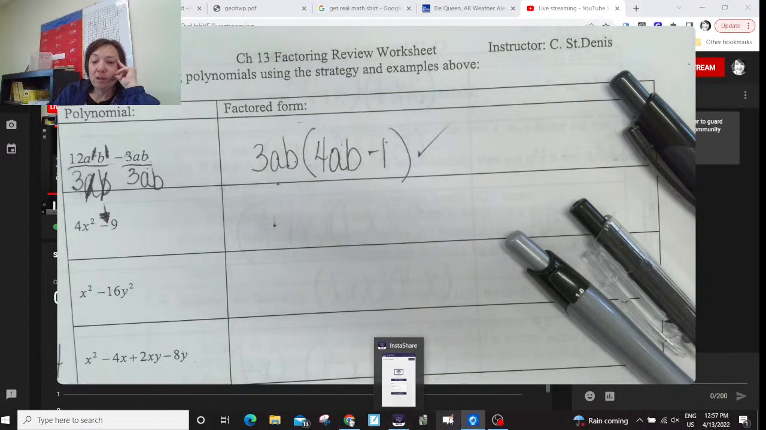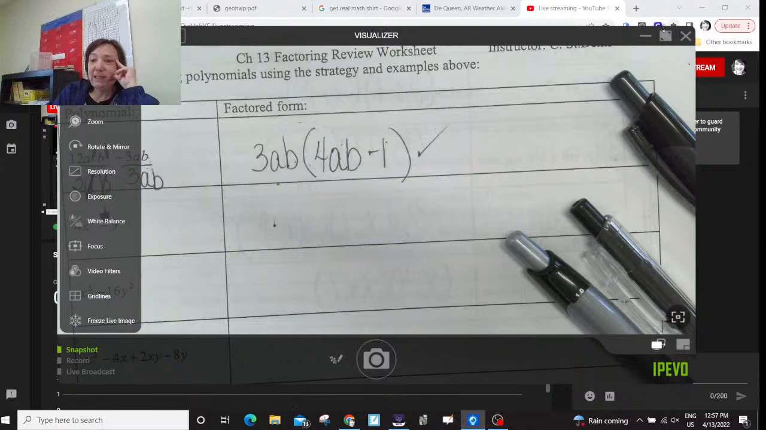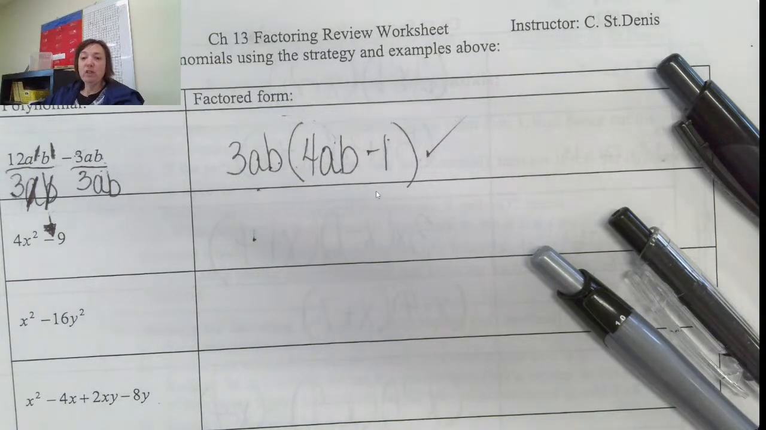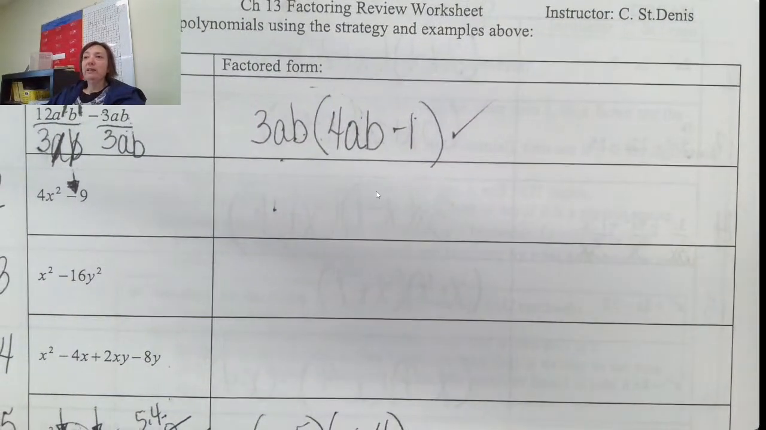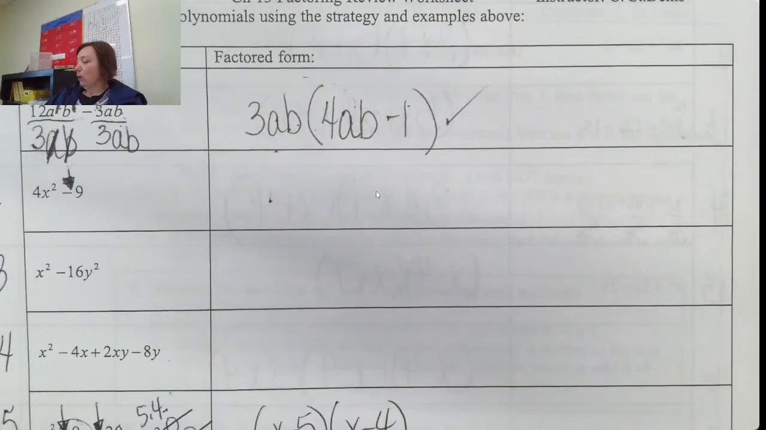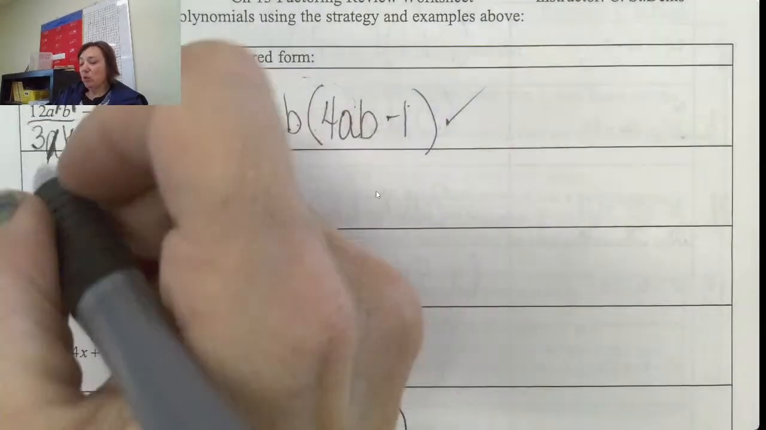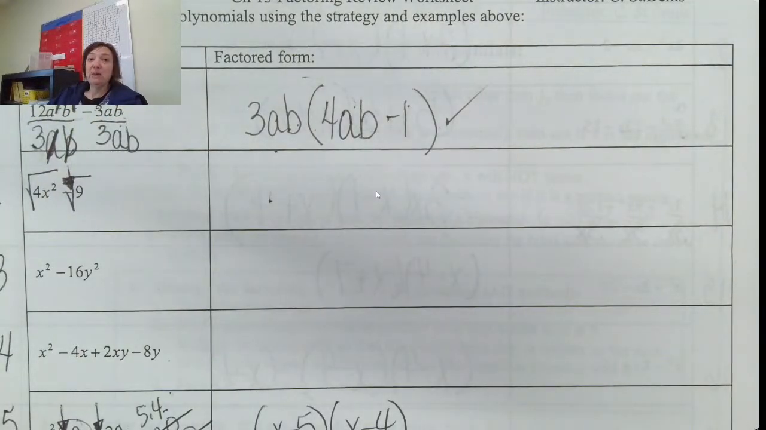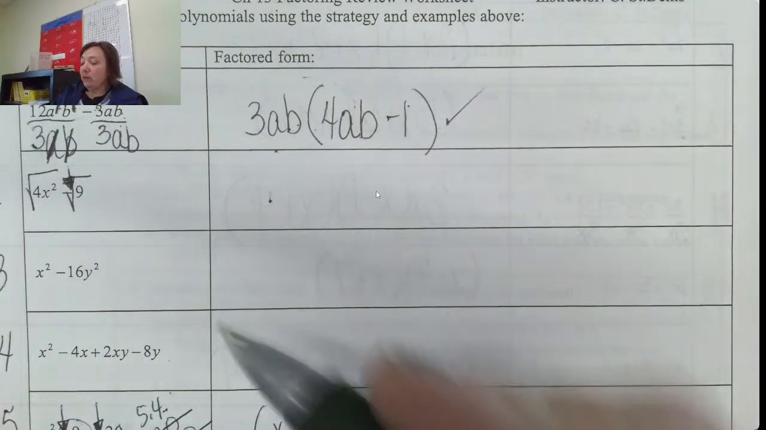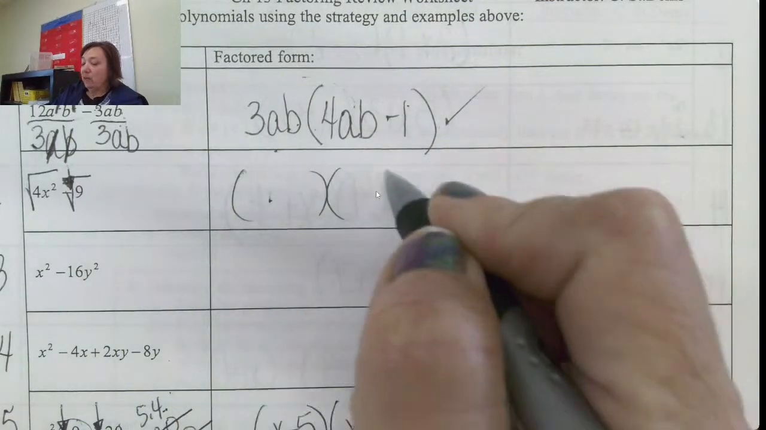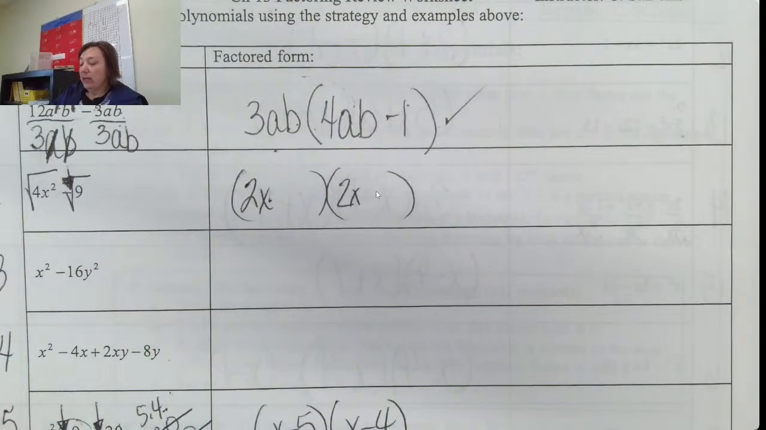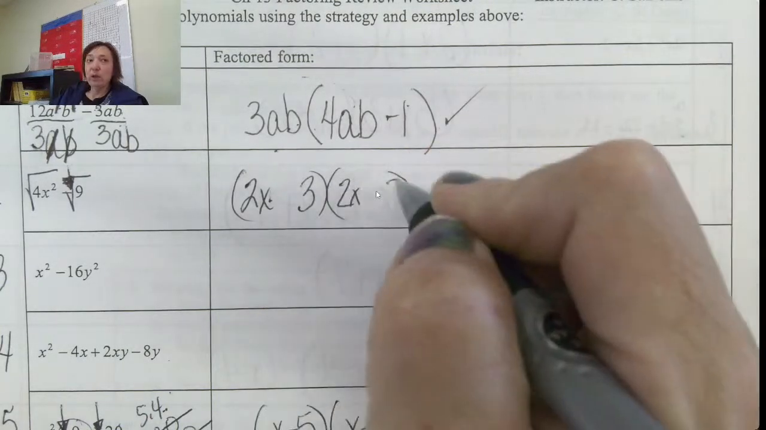Okay, so back to what we were talking about and what Hudson discovered. Hudson said they're both perfect squares. Well, that's not what he said, but that's what he meant, right? So we could take the square root of this and the square root of that, because x squared is also a perfect square. It's x times x, right? So when you're factoring this, you're going to have 2x and 2x, because that's the perfect squares. And then you're going to have 3 and 3, because that's the perfect squares.